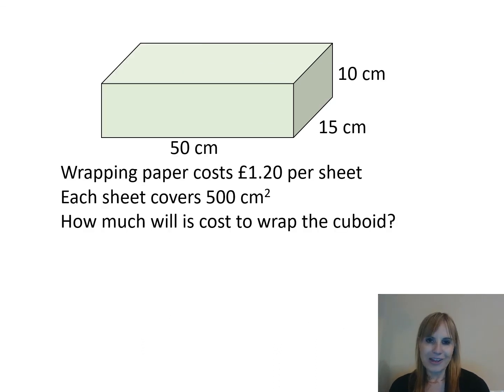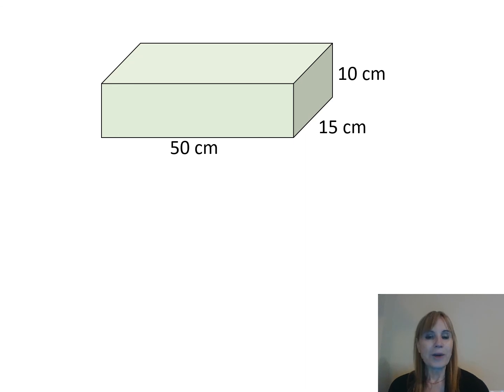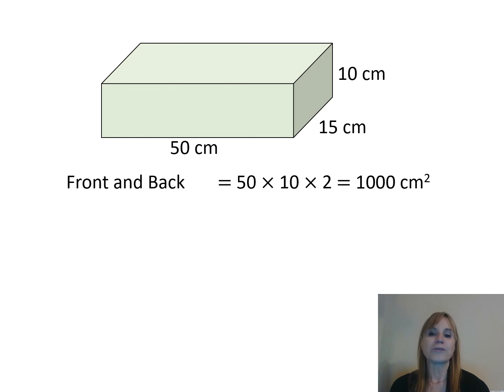Here's one final example before you finish that worksheet. So wrapping paper costs £1.20 a sheet. Each sheet covers 500 centimetres squared, and I want to know how much it will cost to wrap this cuboid. Now because we're wrapping the shape, it means that we need to find the area of all the surfaces that the paper is going to cover. So I'm going to start by finding the area of the front and back of my cuboid. They have dimensions of 50 by 10, so 50 times 10 times 2 gives me a total surface area of front and back being 1000.